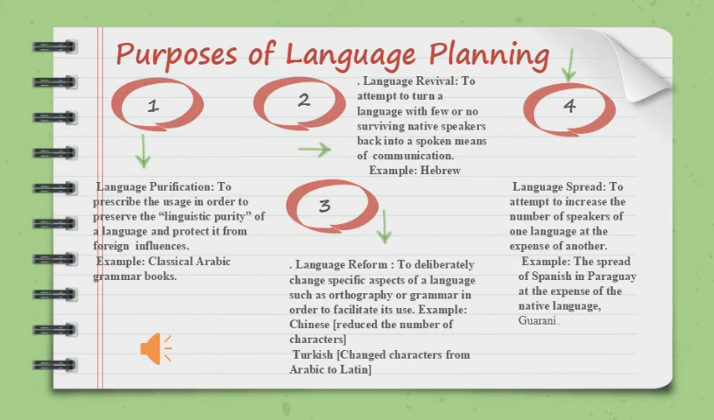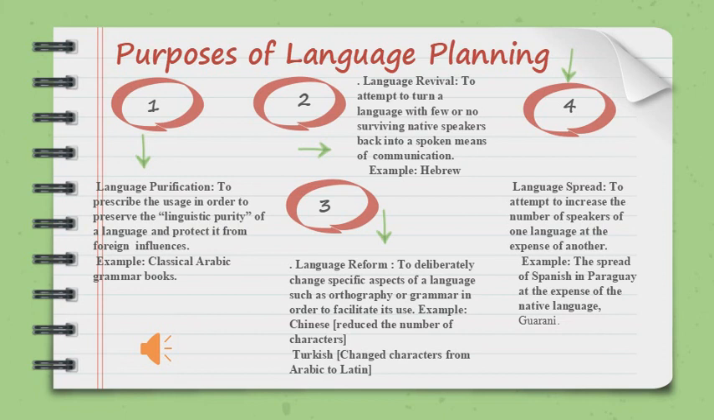The purposes of language planning: 1. Language purification is to prescribe the usage in order to preserve the linguistic purity of a language and protect it from foreign influence. The example is classical Arabic grammar books. Number 2. Language revival is to attempt to turn a language with few or no surviving native speakers back into a spoken means of communication. The example of this is Hebrew.